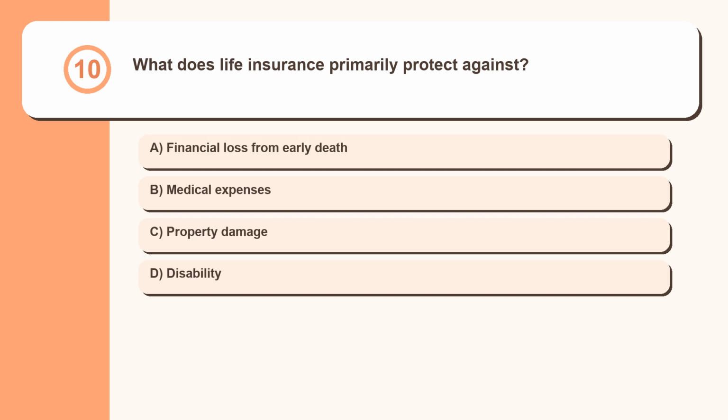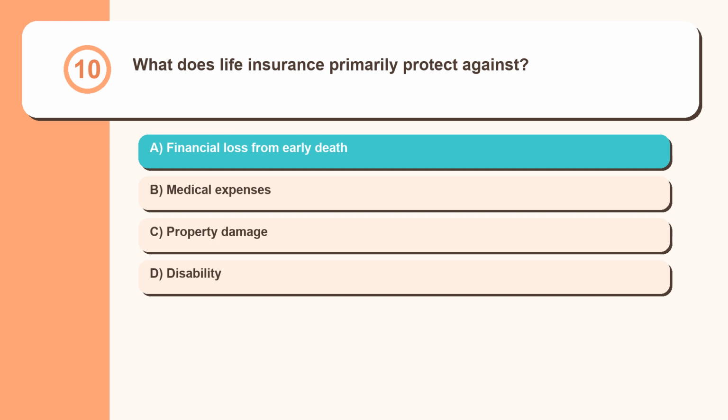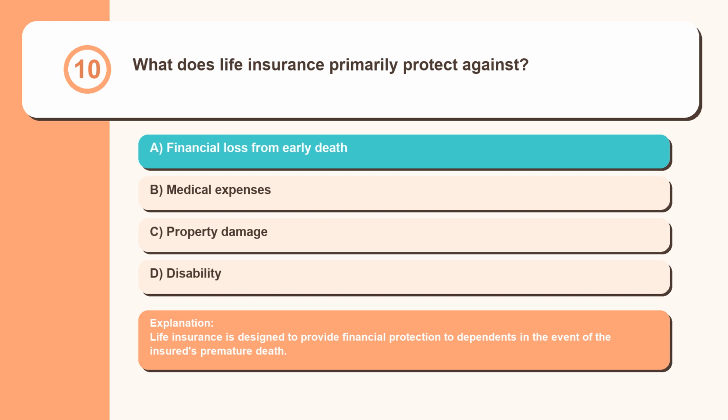Question 10. What does life insurance primarily protect against? Financial loss from early death, medical expenses, property damage, disability. Life insurance is designed to provide financial protection to dependents in the event of the insured's premature death.